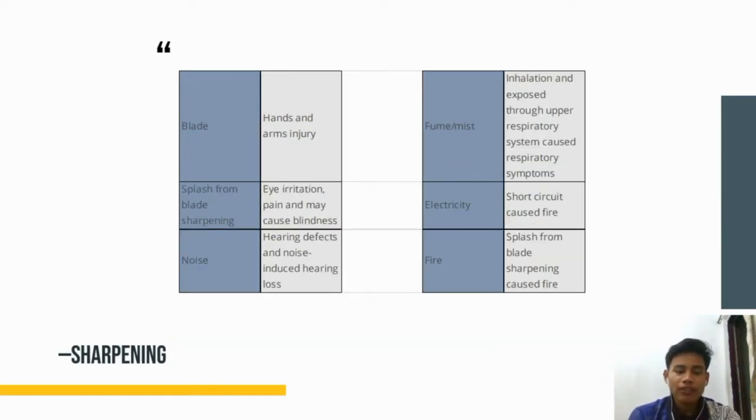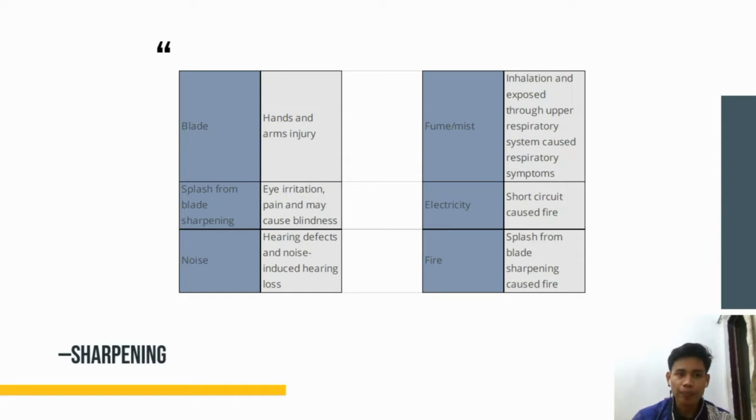Then the activity is the sharpening, where the hazard is from the brake, which causes hand and arm injuries. And the hazard is from the splash from the blade sharpening, which will cause eye irritation, pain and may cause blindness. And the hazard is the noise, where it will cause hearing defects and noise-induced hearing loss. The next hazard is the fumes or mist that will cause inhalation and exposure to the upper respiratory system, causing respiratory symptoms. The next hazard is the electricity, where a short circuit will cause a fire. And the last one is the fire, where the splash from the blade sharpening will cause a fire.